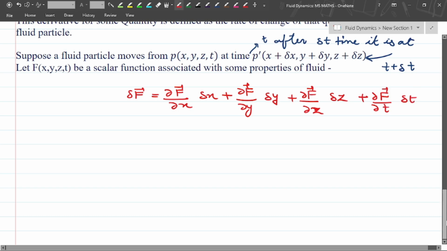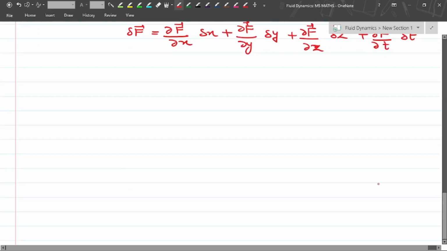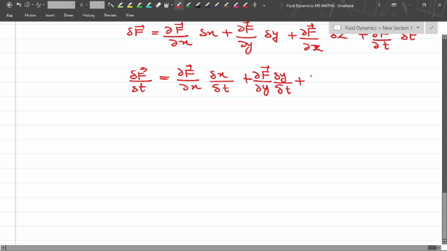Now the derivative with respect to t is nothing but delta f vector upon delta t, which equals dou f vector upon dou x delta x over delta t, plus dou f vector upon dou y delta y over delta t, plus dou f vector upon dou z delta z upon delta t, plus dou f vector upon dou t delta t upon delta t.